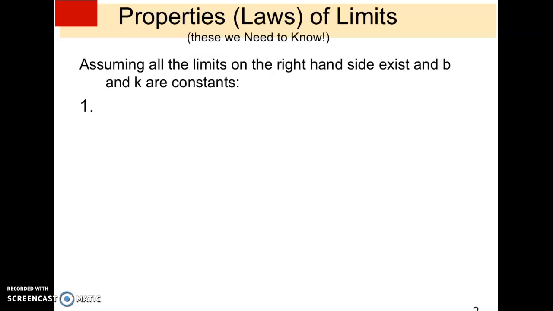So rule number one, or law number one, says that if you take the limit as x approaches c of some number b times a function, in other words, if b is like a vertical stretcher of a function, the number out front, then you can take that number b, whatever it happens to be, and bring it outside the limit and multiply by the value of the limit. So the limit as x approaches c of b times a function is equivalent to b multiplied by the limit of the function.